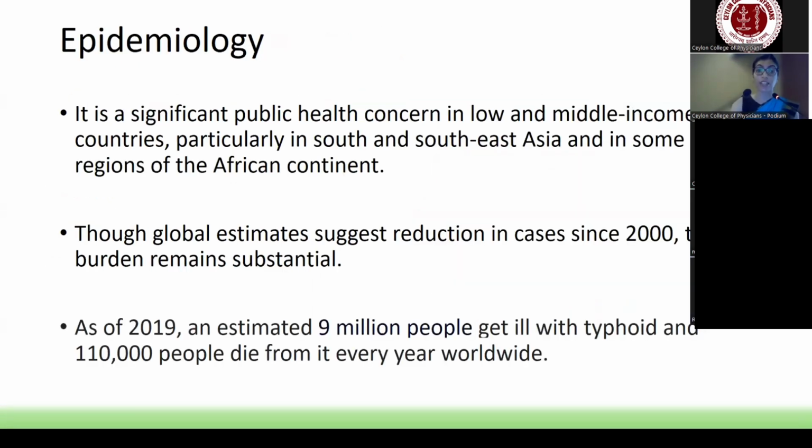Epidemiology. It is a significant public health concern in low and middle income countries, particularly in South and Southeast Asia and in some parts of the African continent. Though global estimates suggest a reduction in cases since 2000, the burden remains substantial. As of 2019, an estimated 9 million people get typhoid and 110,000 people die every year worldwide.